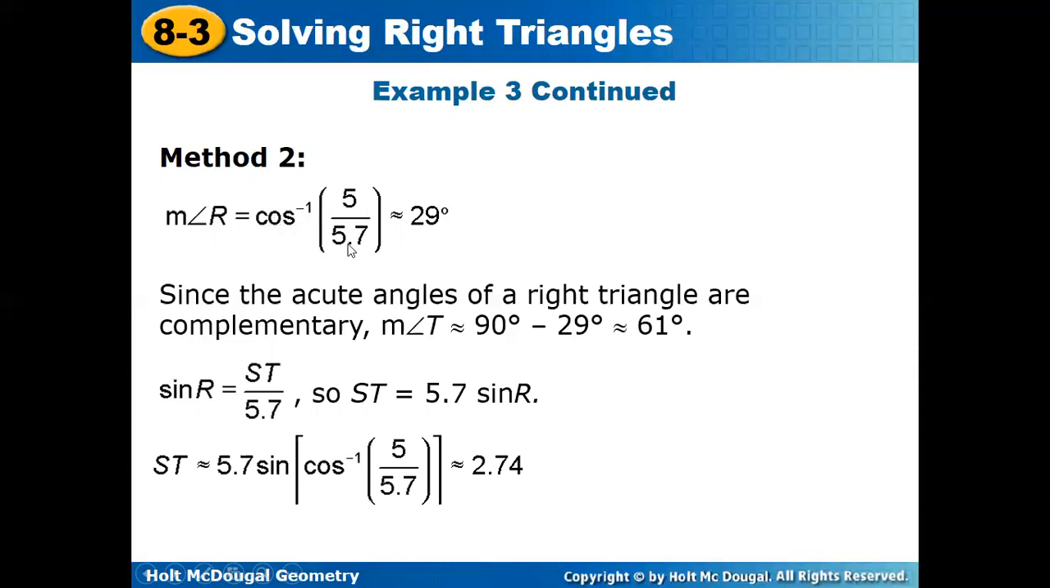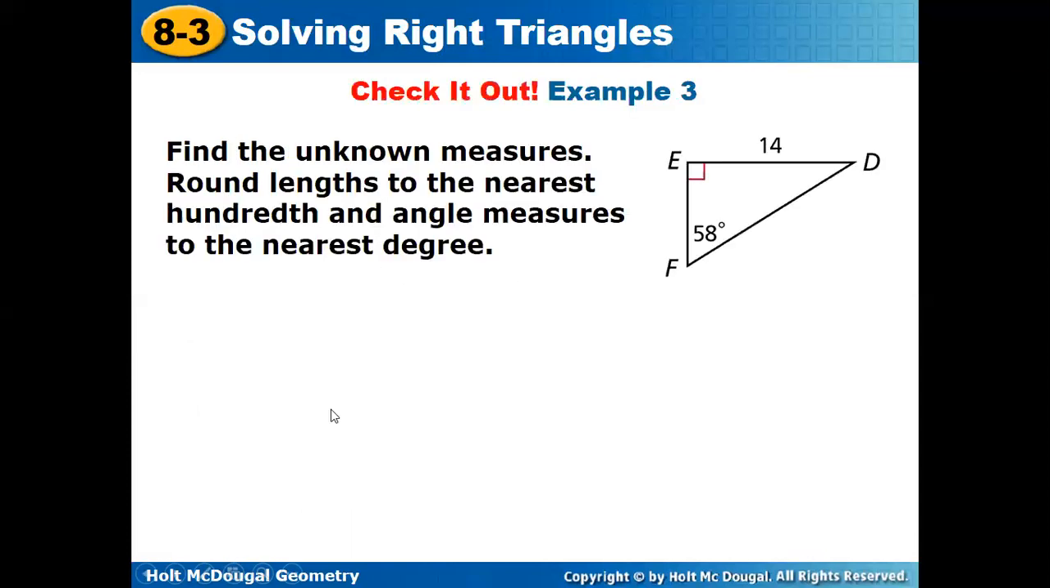5 over 5.7. Try to read it again. Here we can replace this and put 29, but we prefer to put it as it is, because here we wrote it rounded. If you put 29, it will be the same, but nearer to the result, not accurate. So we put it as cosine power negative 1 of 5 over 5.7. Now check it out, number 3, you can solve it alone.